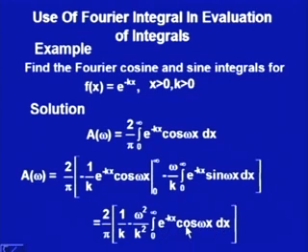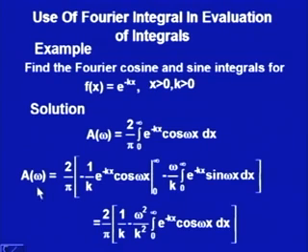Now you see, this is what A(ω) was. If I just remove this constant over here, look at the integrand: e^(−kx) cos ωx. Here also we are getting e^(−kx) cos ωx. The coefficient 2/π is also here.